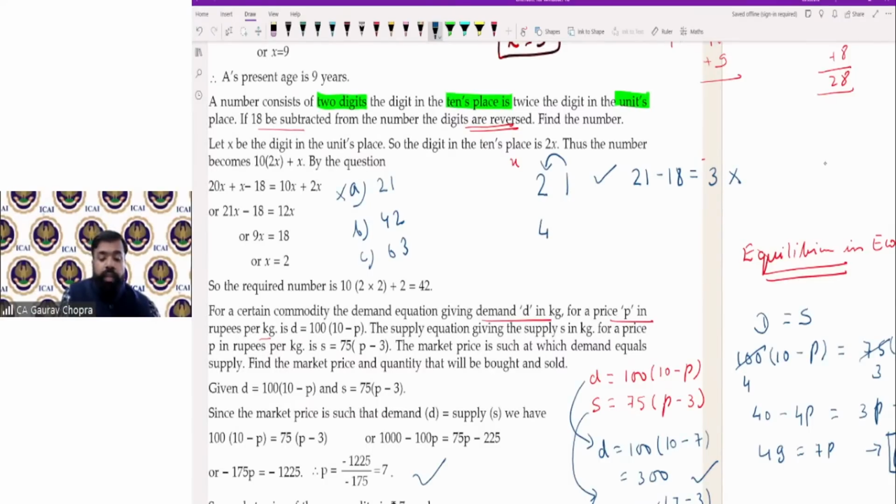Now, if you try second option, 42. So again, 4 is double of 2. First condition verified. Now check the second condition. 42 minus 18. You are getting 24. Digits are reversed. That means option number B is correct.